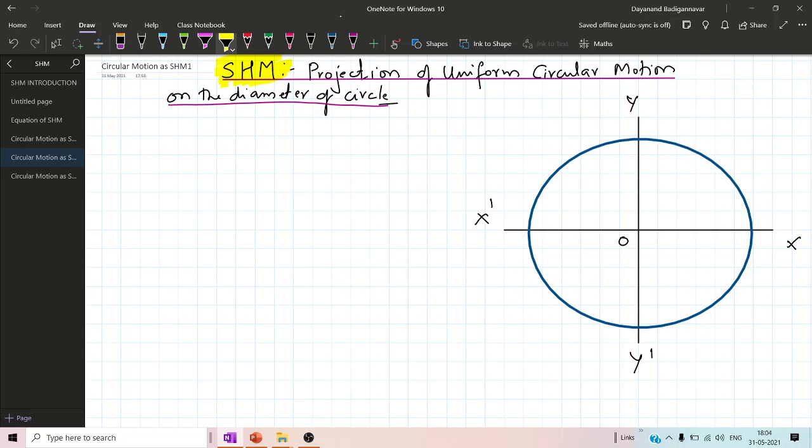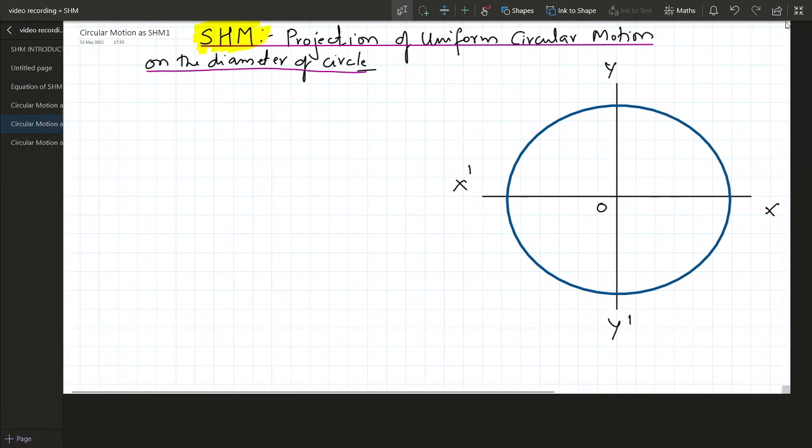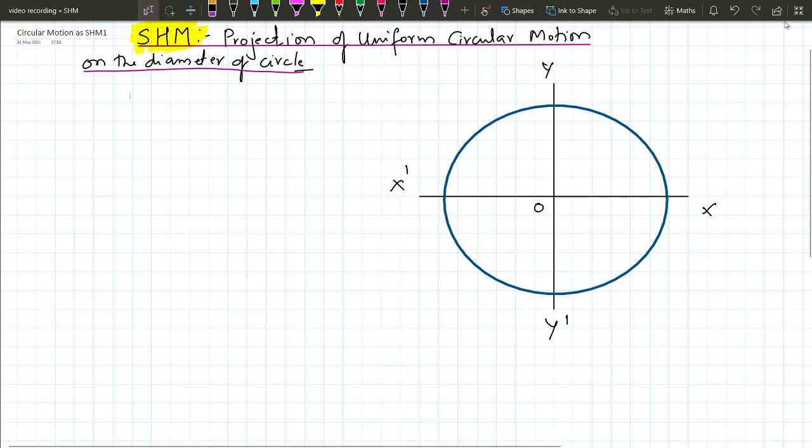In the earlier classes we defined simple harmonic motion as a special type of periodic motion in which the acceleration of a particle is proportional to the displacement and points towards the equilibrium. This is how we have defined it. But we can define SHM in another way also. SHM is said to be a projection of a uniform circular motion on the diameter of a circle.